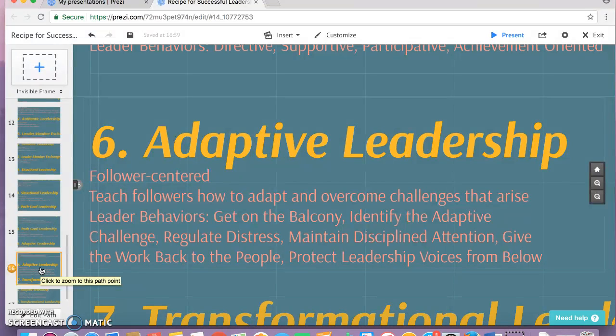Next is adaptive leadership, which is, again, follower-centered, and this is looking at how you can teach your followers to adapt and overcome different challenges that arise when they're trying to reach their goal. So there are different behaviors that leaders have that help their followers become adaptive. So there's get on the balcony, identify the adaptive challenge, regulate distress, maintain disciplined attention, give the work back to the people, and then protect leadership voices from below.